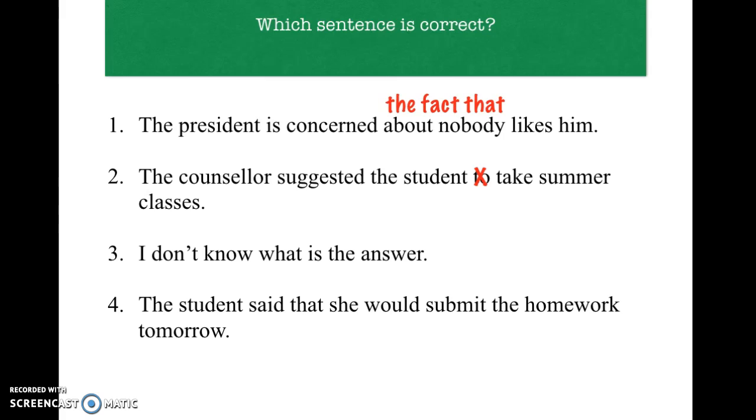I don't know what is the answer. Now, what is the answer is a question form. But remember, this is not a question. This is a statement, so you're still going to use subject plus verb. So I don't know what the answer is. Okay, so it's tricky. When you see what, you think it's going to be a question, but in this case it's not, because it's acting as the opening of the noun clause, which means that the last one is correct. Okay, the student said that she would submit the homework tomorrow. That's all fine. Okay, best of luck using your noun clauses in your papers.